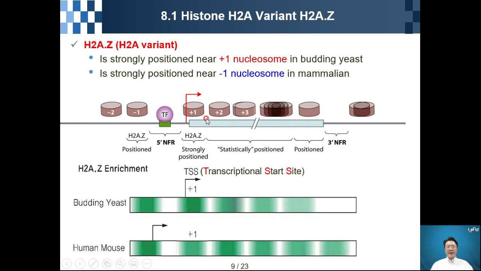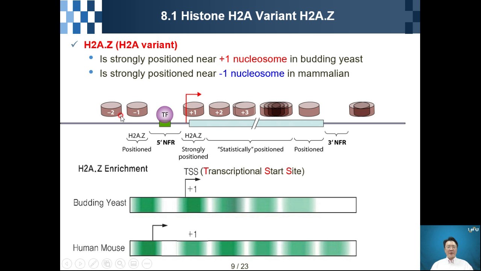Okay, and this is the nucleosome. Nucleosome 1 is located here, nucleosome 2 is located here, and nucleosome 3 is located here, something like that. Also, this is the transcription factor binding region, so we call it the NFR, nucleosome free region. After that, we call this nucleosome the -1 nucleosome, and this one we call the -2 nucleosome.